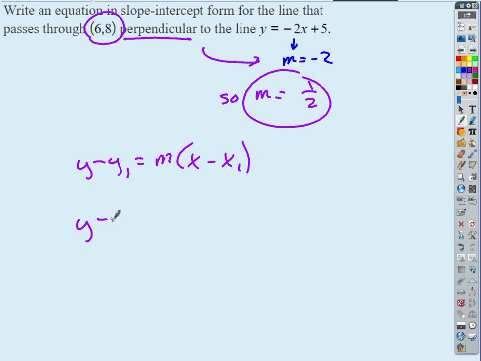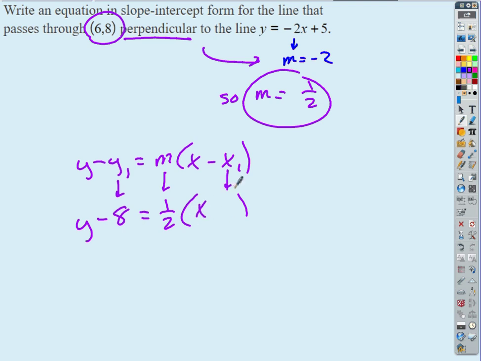8, right there it is. So x1, y1 are just the coordinates of the point that we are using, right? So we get y minus 8. So Jordan, what's our slope? What am I plugging in for m? 1/2. Good.